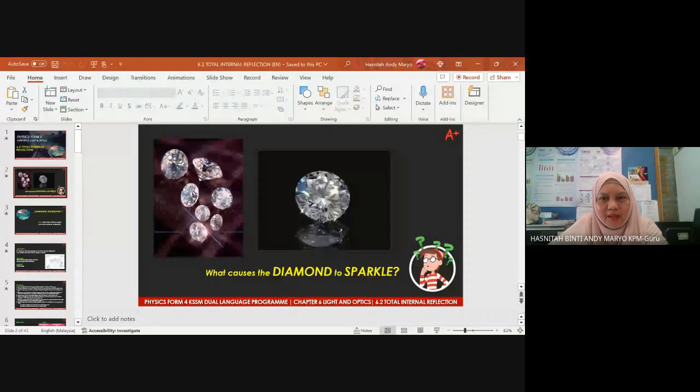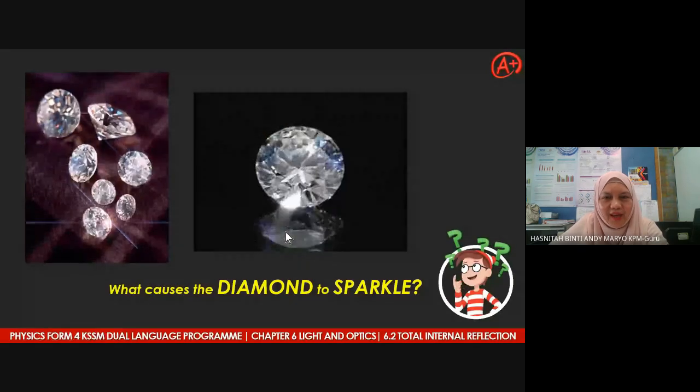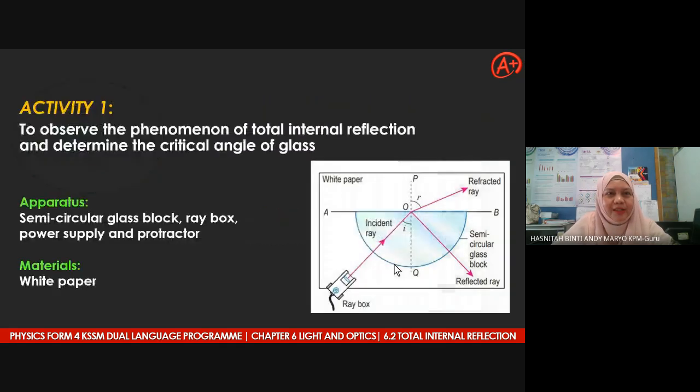So this will be closely related to our topic today, total internal reflection. Okay, students, the first learning standard, 6.2.1, we are going to describe what is critical angle. Second, what is total internal reflection. So actually the phenomenon that causes the diamond to sparkle just now is total internal reflection. In this activity, you can find in your textbook, this is to observe phenomena involving total internal reflection and to determine the critical angle of glass.